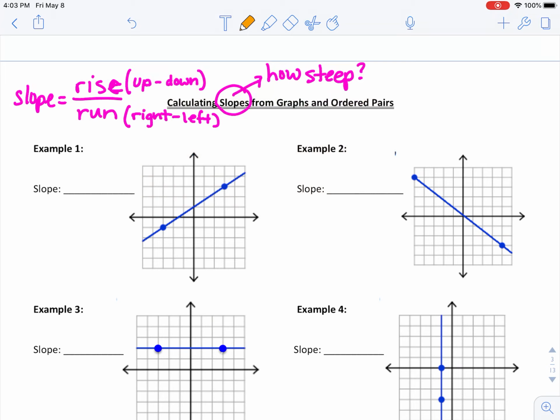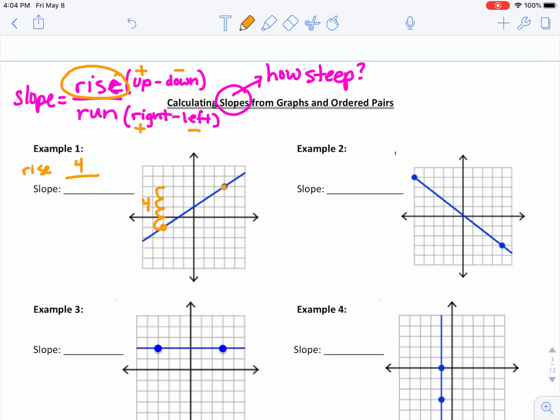These have different values. So up is always positive, down is always negative, right is always positive, and left is always negative. So the way you're going to calculate the slope for these pictures is you're going to start at the point that's lowest down, and then count how many you rise up. So I'm going to go up and count steps. 1, 2, 3, 4, until I'm even with the next point. See how I'm even across? So that was 4, which means that my rise is 4.